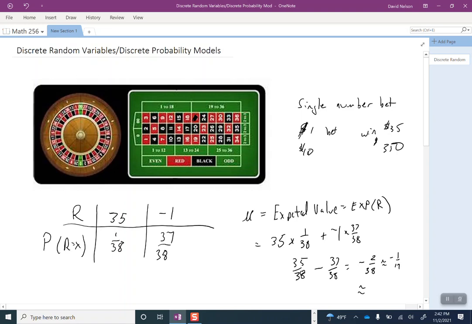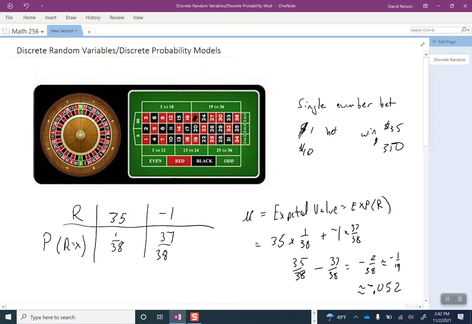As a decimal, if you want to look at that as a decimal, it's a minus 0.054, I think. Let me grab my calculator here and check real quick. 2 divided by 38, or minus 0.052.